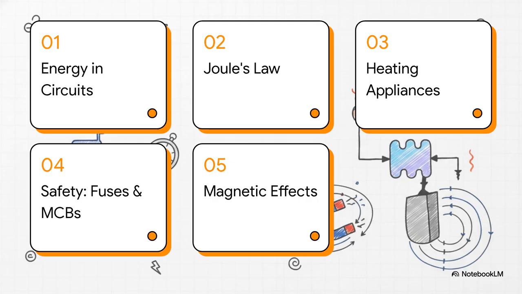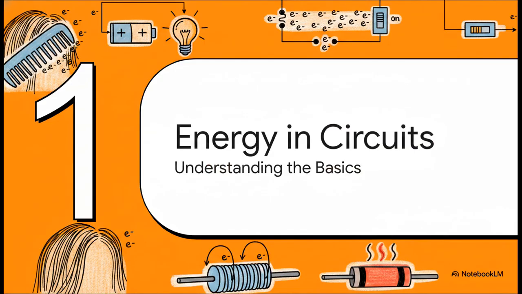Here is our roadmap for today's explainer. We'll be moving through 5 key topics: energy and electric circuits, Joule's law of heating, heating appliances and units, safety focusing on fuses and MCBs, and finally, the magnetic effects of current. Let's get started. Section 1.